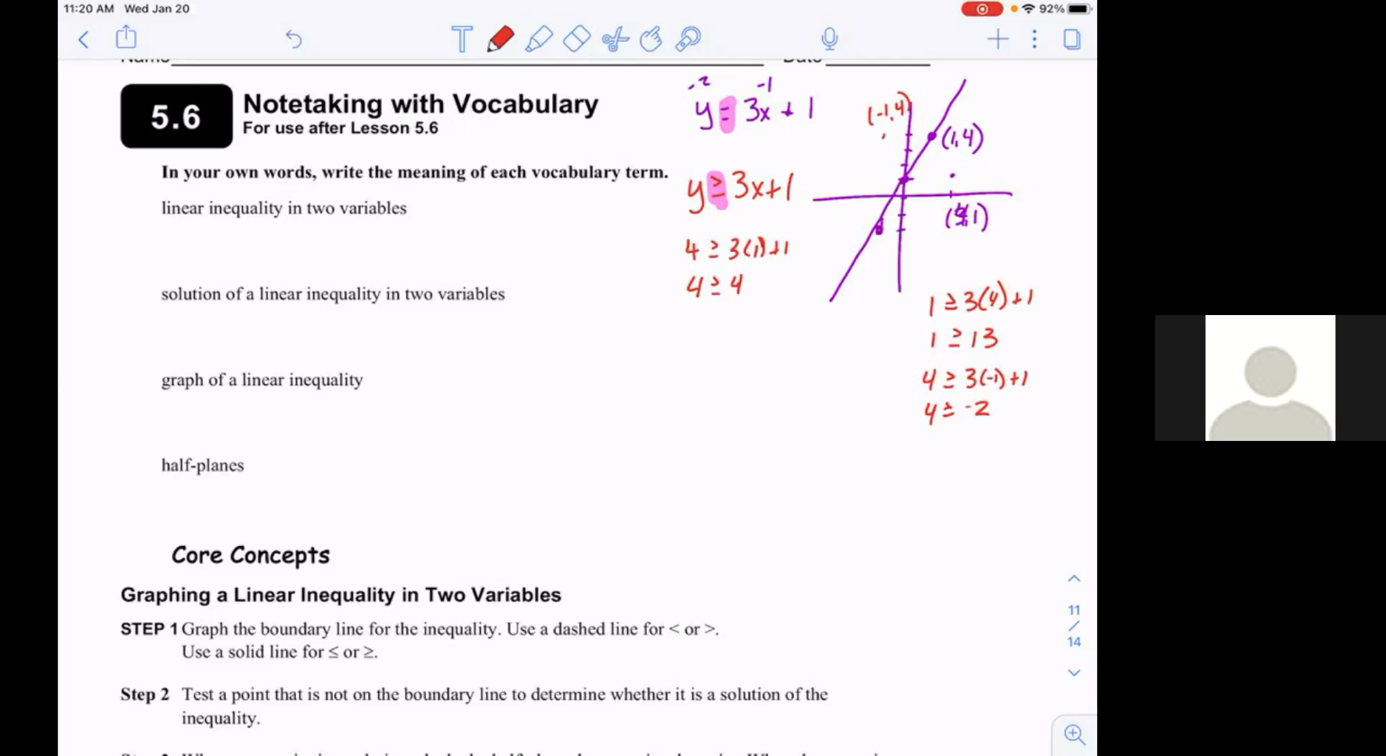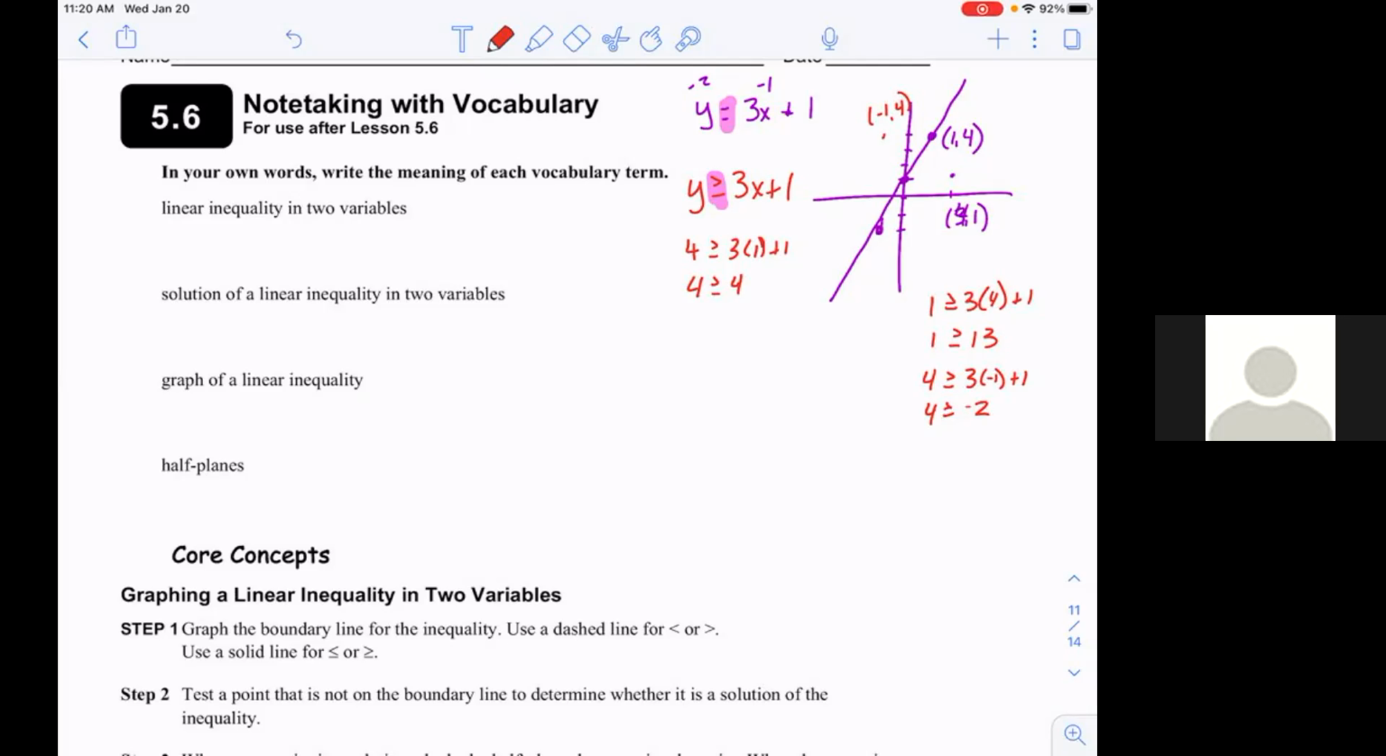Beforehand, I was locked into a line. Everything had to be on this line. But now that I have this inequality, we have other things besides the line that can make it true. Now, obviously, this point gave me a false answer. So that means that anything on this side would give me a false answer. So if I put in 0, 0, 0 is greater than or equal to 0 plus 1.